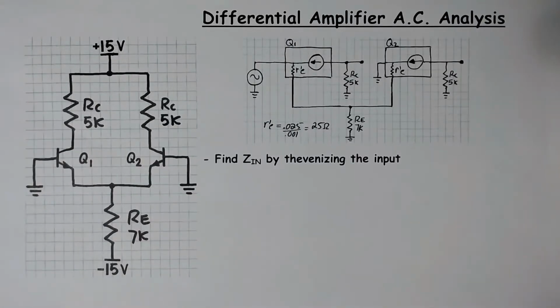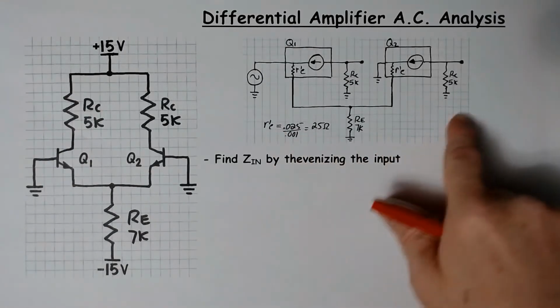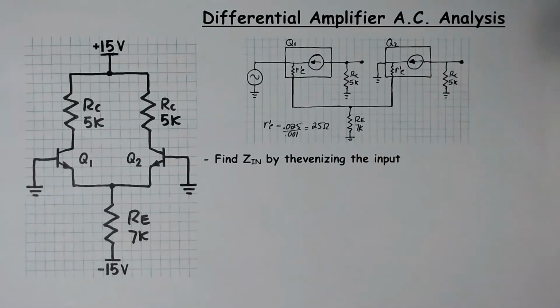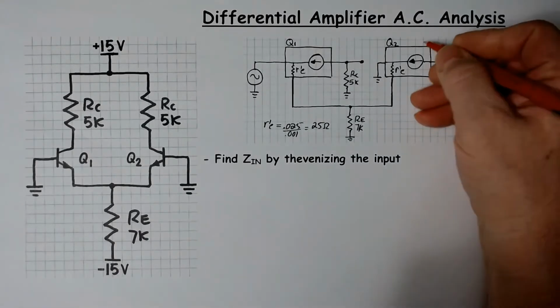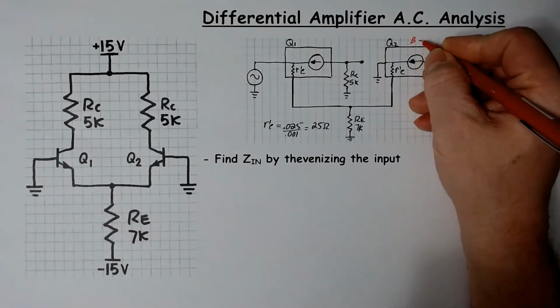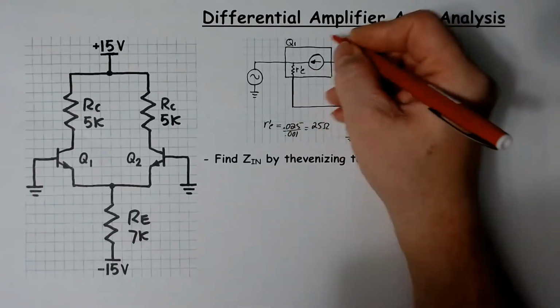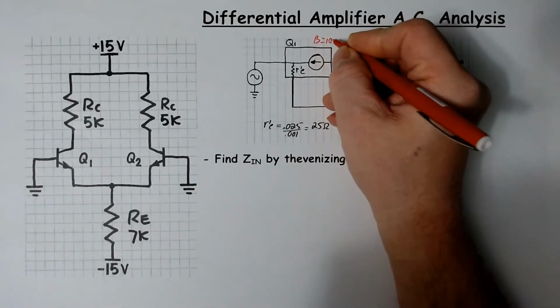Finding Z in of the differential amplifier is done using the same method that we did for all the other amplifiers. Basically what you do is you look into the input, and by Thevenizing you reduce all the impedances that you see down to a single impedance. So here we are, we've got the AC equivalent circuit of the differential amplifier that we drew in the previous slide. The only thing I see is missing on this is we don't have the beta for the transistors. So let's use beta of 100 just to keep the math simple.